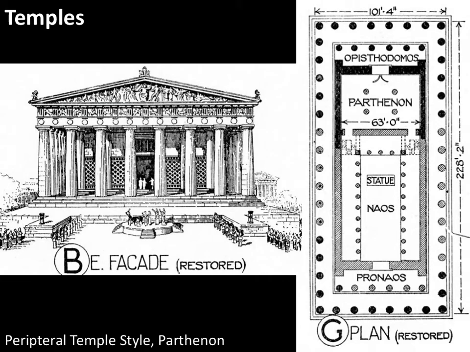Okay, so let's look specifically at the Parthenon. This is a peripteral style temple, which basically I've given you the ground plan of it there. Basically, it is surrounded by that series of columns, and then there is an inner structure. Those are those solid walls, and then it leads into the statue. This is a temple to Athena, so there was a statue to Athena inside the temple.